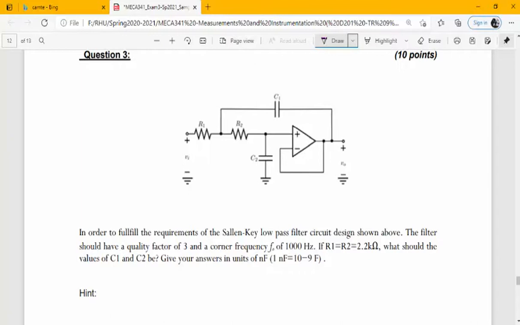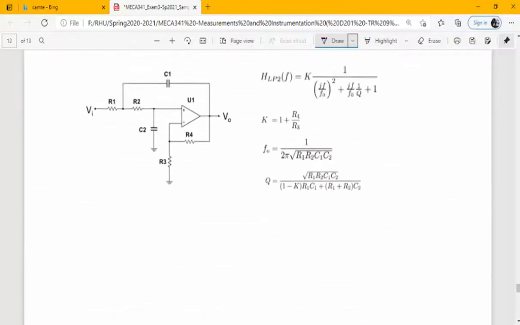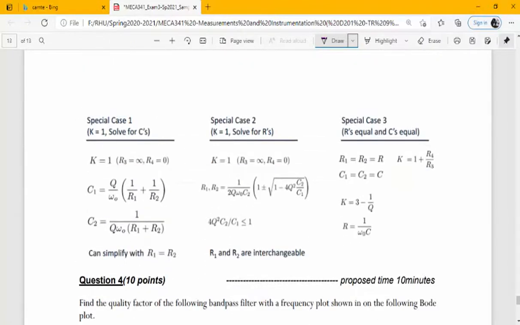We have question number 3 as well, which is based on the Sallen-Key topology. If we look over the table, this is the Sallen-Key. This is a low pass because we have the capacitors here. If it is a high pass, then instead of R1 and R2 we switch them with C1 and C2. We have the transfer function, the cutoff frequency, the selectivity or peakness of the filter, K, and we have special conditions: special case 1, special case 2, special case 3.